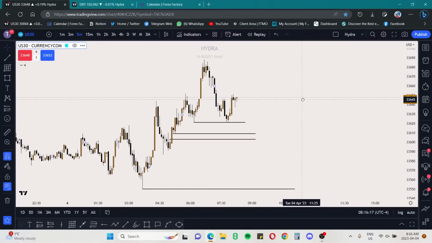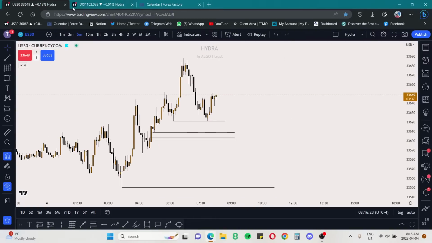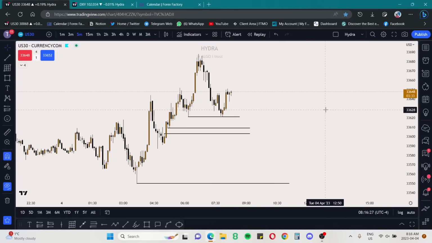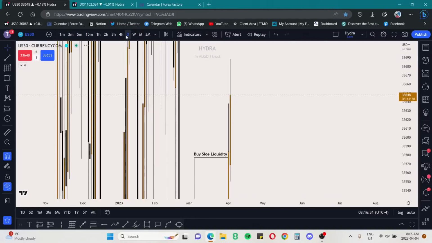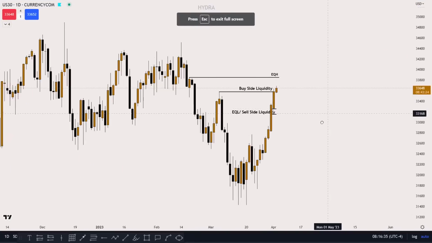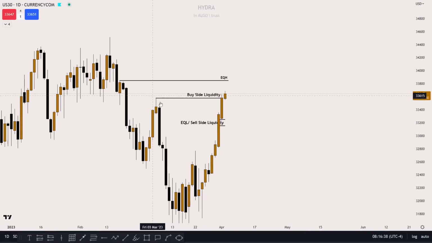So we are back again trading on US30 and sharing analysis on US 500, US 100. So let's go. What am I looking at on the chart? I'm looking at US30, the daily chart. We cleared the buy side liquidity that I mentioned before the week started, and nothing special here, right?